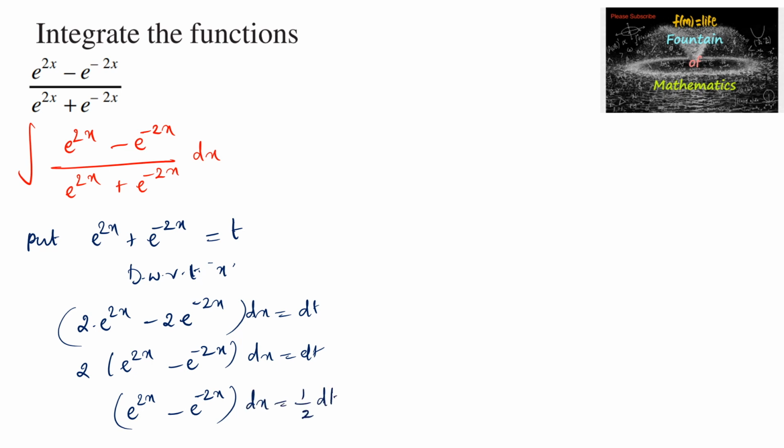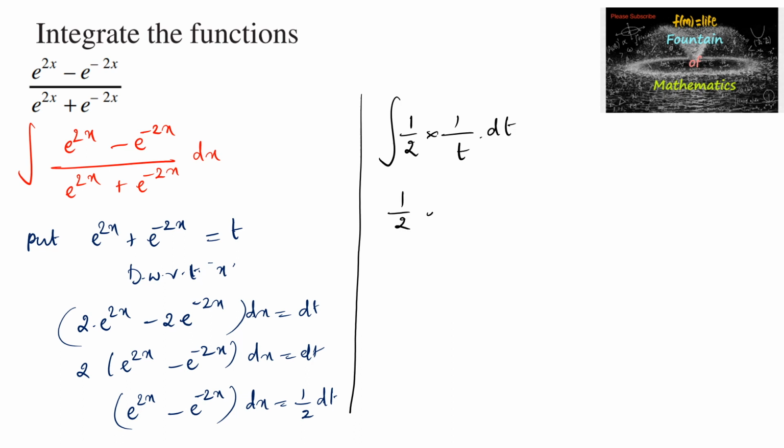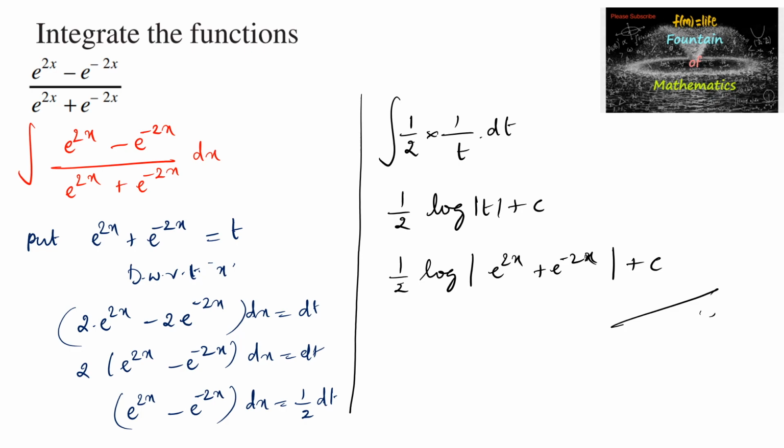So our integral can be written as the integral of 1/2 dt times 1/t. So 1/2 into log|t| plus c. That is 1/2 log, substituting back t is nothing but e^(2x) + e^(-2x), plus c will be the answer.